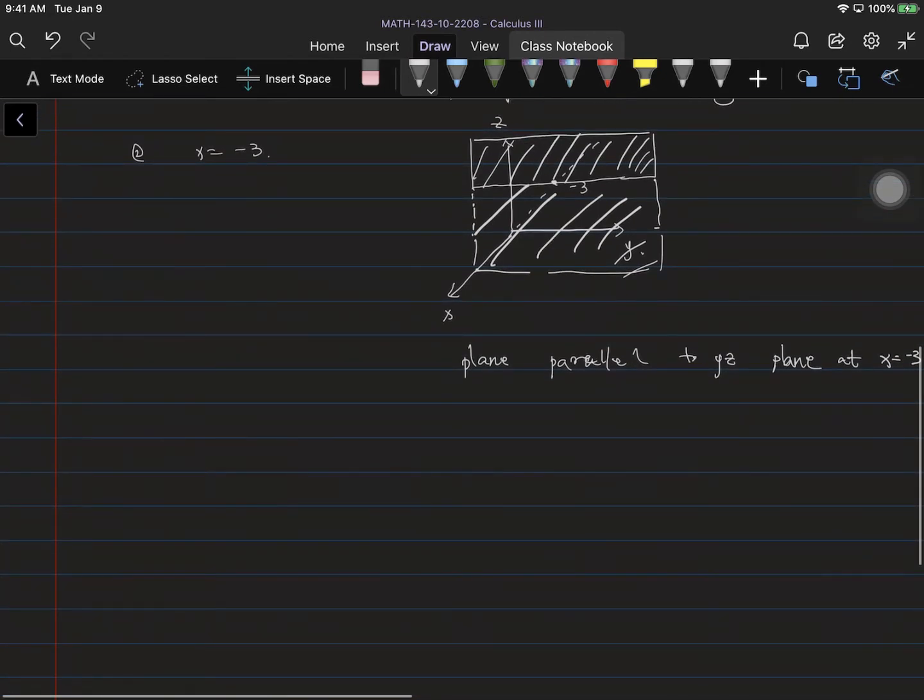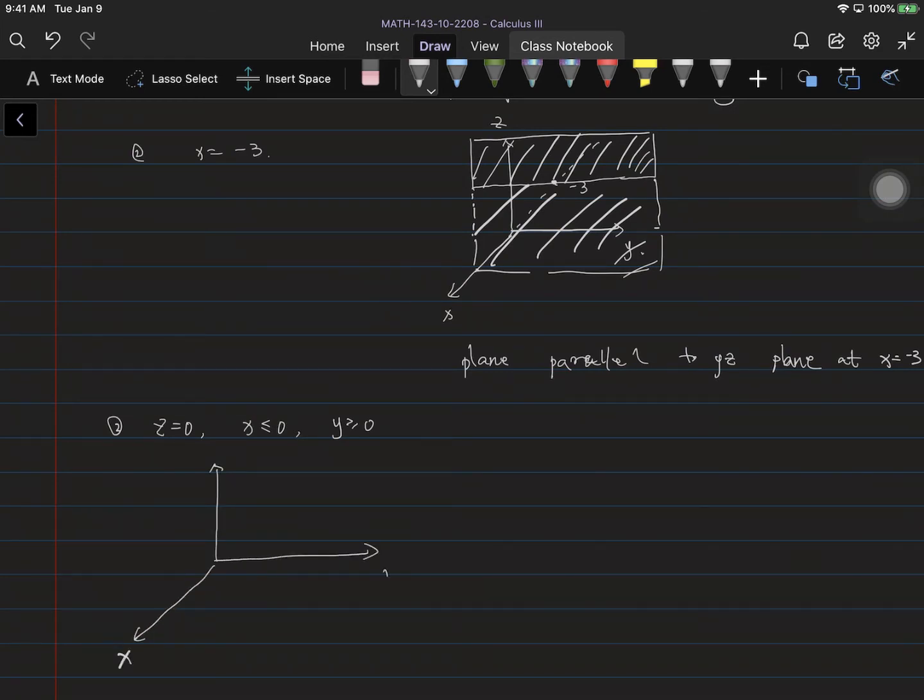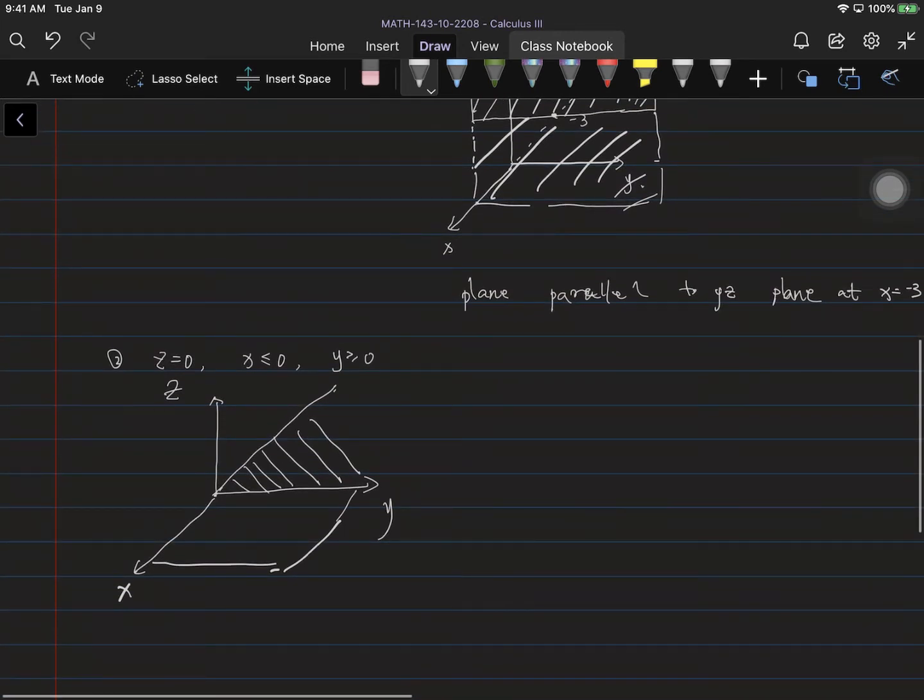Okay. Third, z equals 0, x less than or equal to 0, and y greater than or equal to 0. So z equals 0, what does that mean? All the points with z equals 0 are on the xy plane, right? But right now x should be less than or equal to 0, so it should be on the other side, and y greater than or equal to 0, so actually on the xy plane it should be this part.